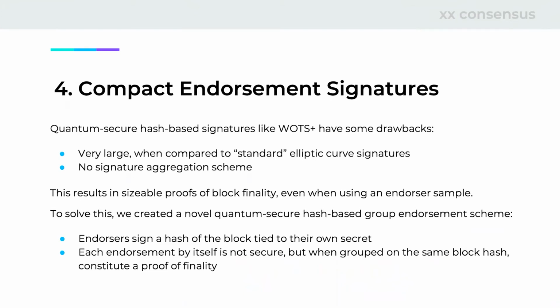This is a problem because it means you have to accumulate a lot of hash-based signatures. And to check that something is on the blockchain, this gets very big. So to actually solve this, we had to create our novel scheme. So we created the novel quantum secure hash-based group endorsement scheme.